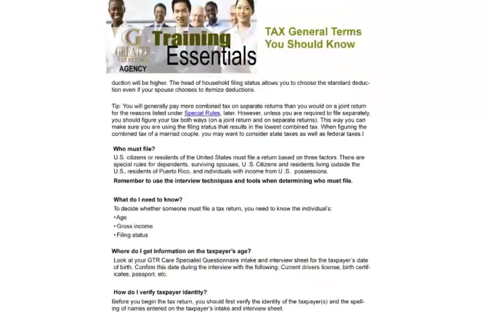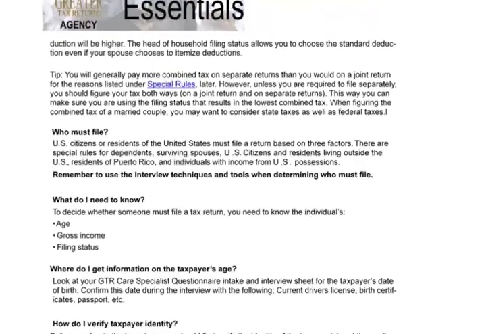All right, now who must file? U.S. citizens or residents of the United States must file a return based on 3 factors. There are special rules for dependents, surviving spouses, U.S. citizens and residents living outside of the U.S., residents of Puerto Rico, and individuals with incomes from U.S. possessions. Remember to use the interview technique and tools when determining who must file.